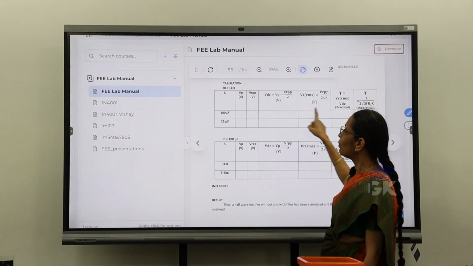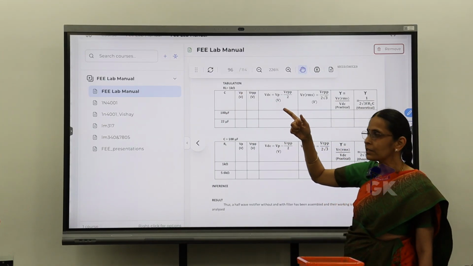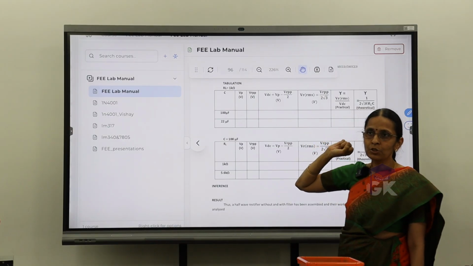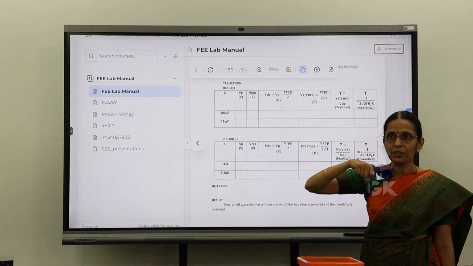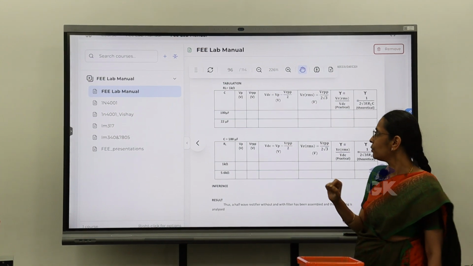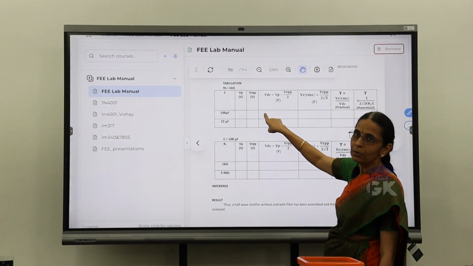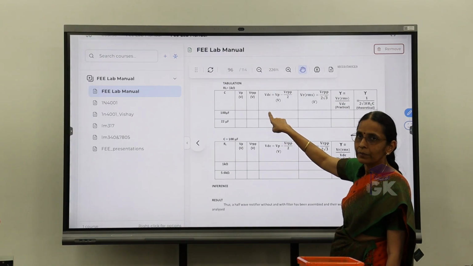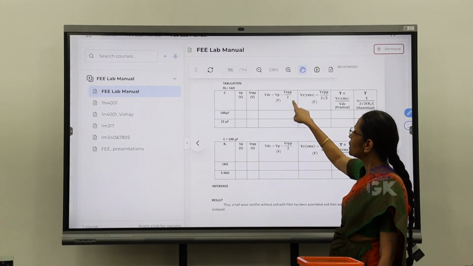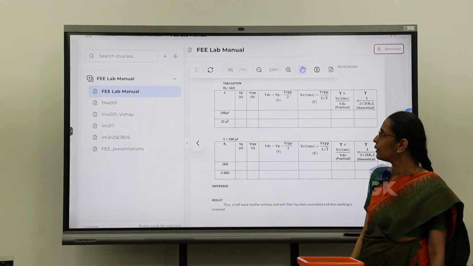So here what are we tabulating? We are tabulating VP, that is our peak voltage, and ripple peak to peak. The peak to peak what you get in your CRO will be the ripple voltage. Then if I substitute in this formula, I will be able to get my VDC. VDC is VP minus VR of peak to peak by 2. That will be my VDC.